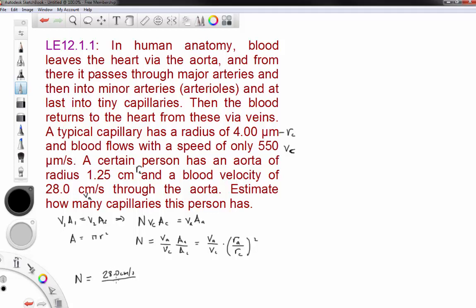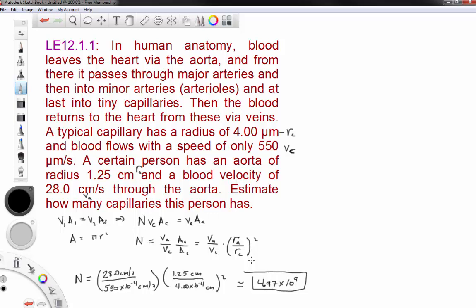28.0 centimeters per second divided by 550 microns per second, which is the same as 550 times 10 to the minus 4 centimeters per second, since there are 10 to the minus 4 centimeters in a micron. Then with the radii, we had 1.25 centimeters, and we're dividing that by 4.00 times 10 to the minus 4 centimeters, and then we're squaring that. So if you plug all those in, what you end up with is about 4.97 times 10 to the 9. So about 5 billion capillaries. 4.97 times 10 to the 9 capillaries.